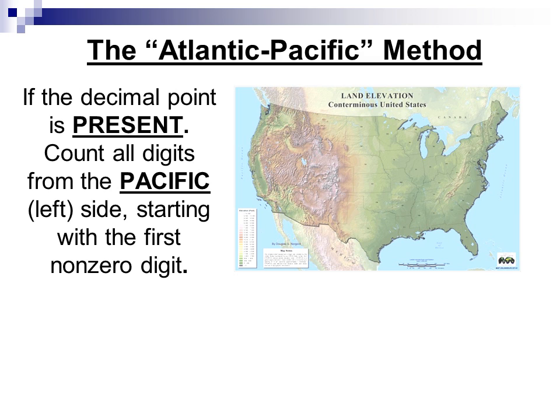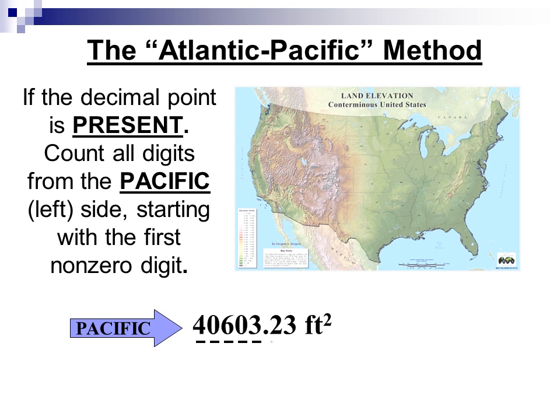Let's look at a few examples. Starting with our first example, 40,603.23 square feet. Starting on the left side of the measurement, because the decimal is present, we start with the first non-zero digit on the left, which is 4. Starting with the 4, moving from left to right, we count all the digits, including all zeros, and we see that we have 7 sig figs.